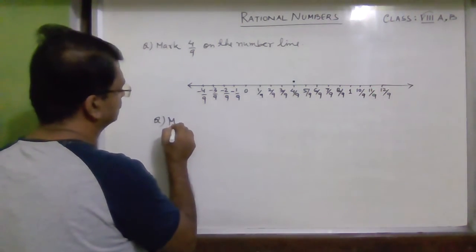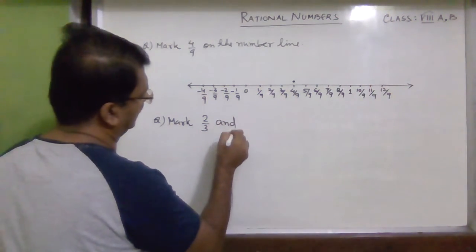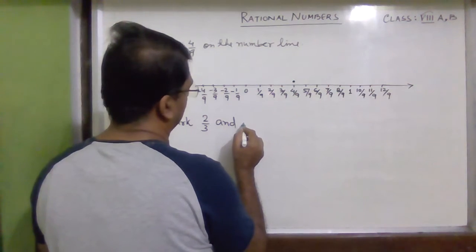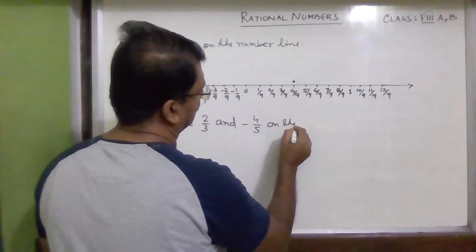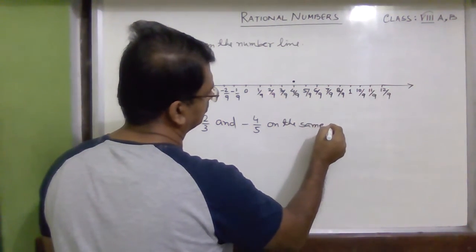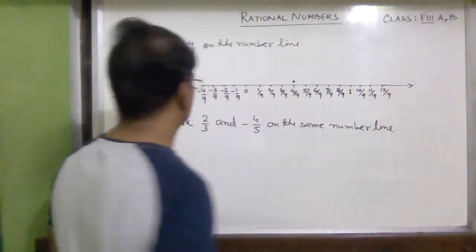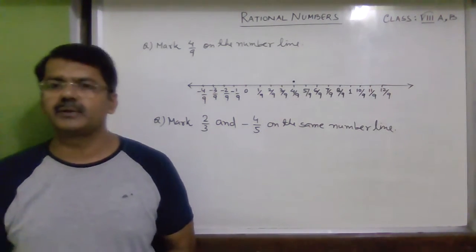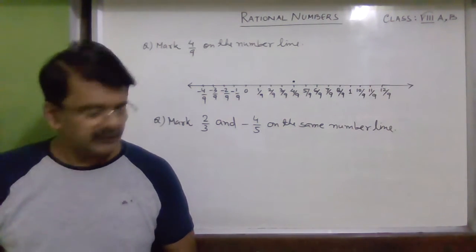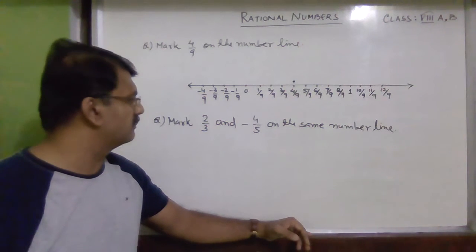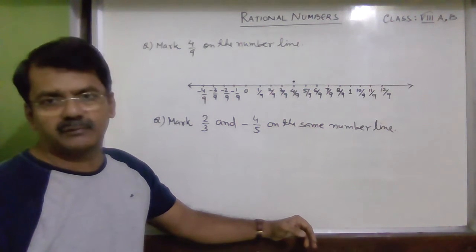Mark 2 by 3 and minus 4 upon 5 on the same number line. So you can see now they have given two numbers, one number is positive, the other number is negative, and you have to plot both the numbers or mark both the numbers on a number line. On the same number line, you have to mark the two numbers.